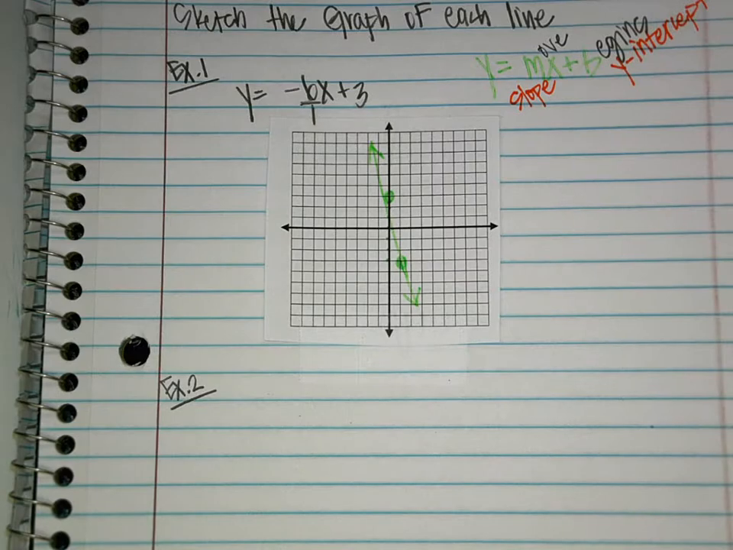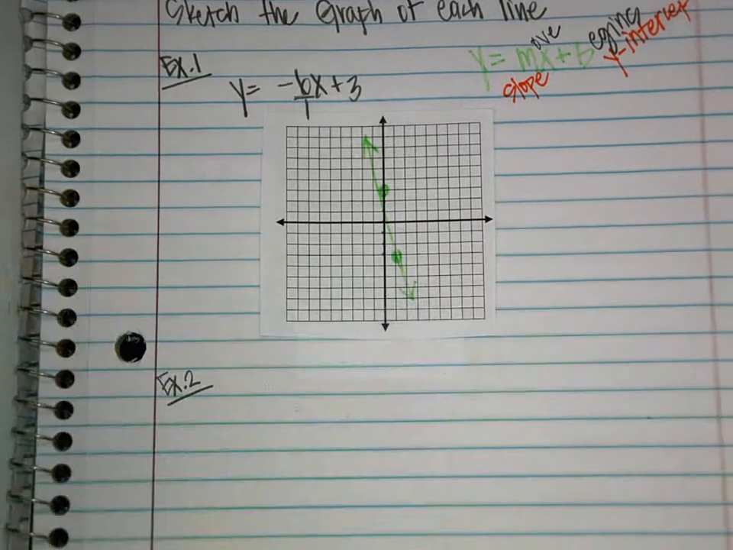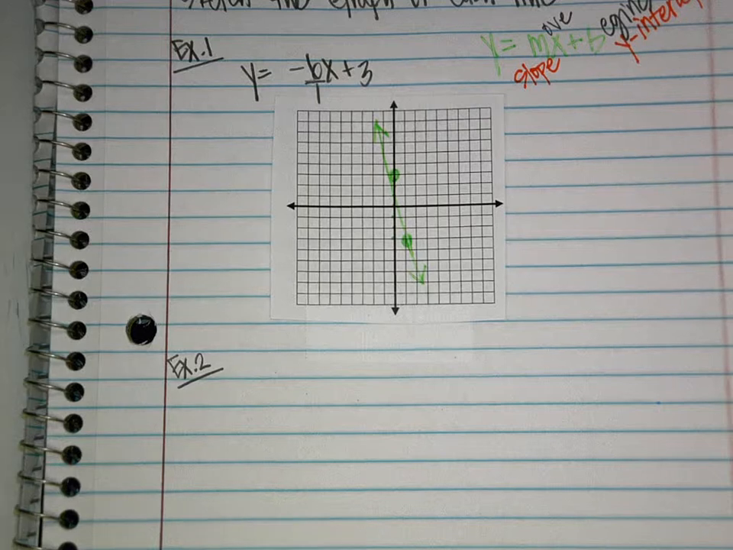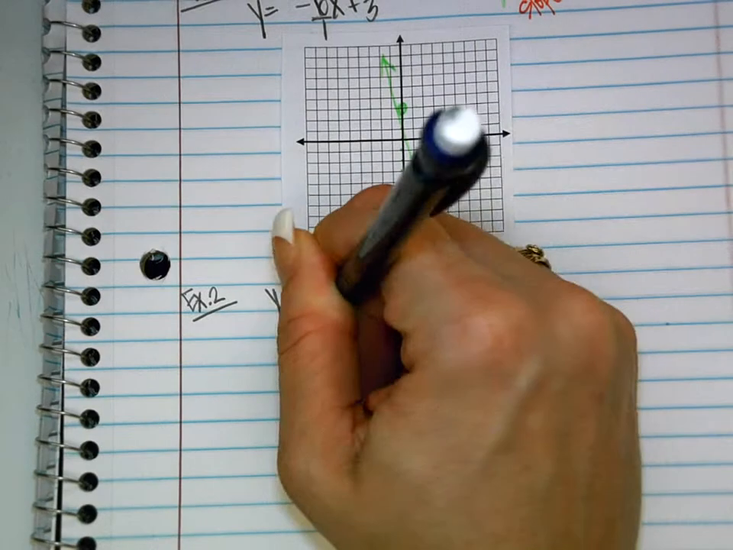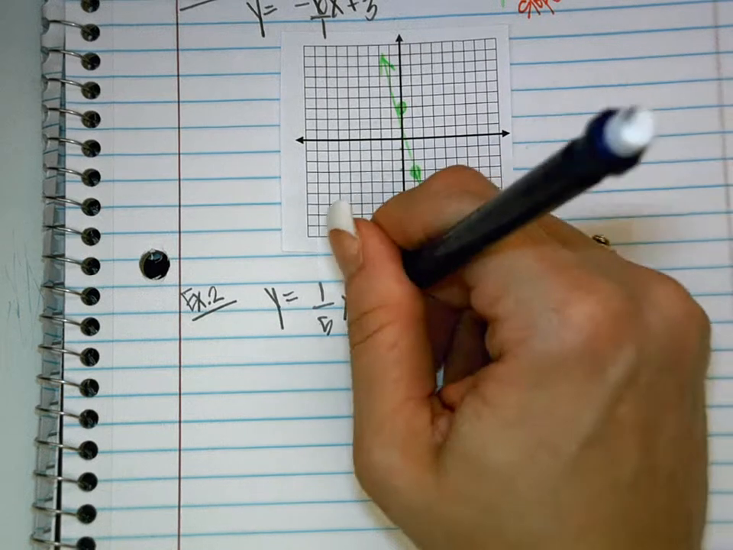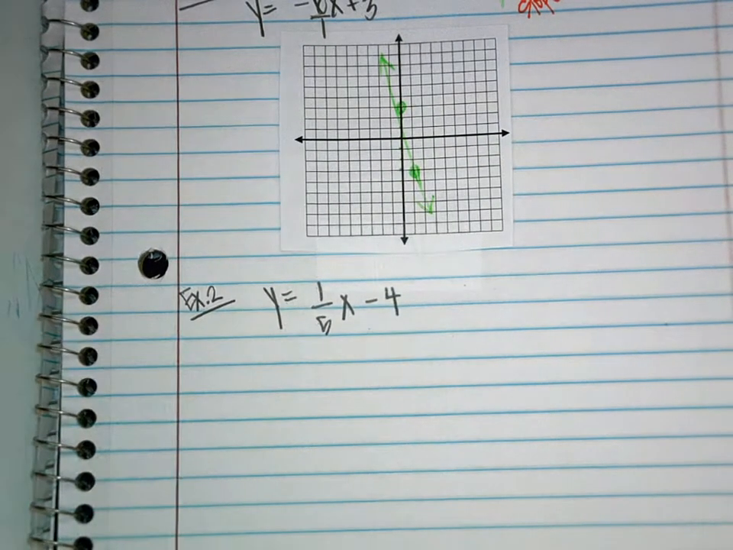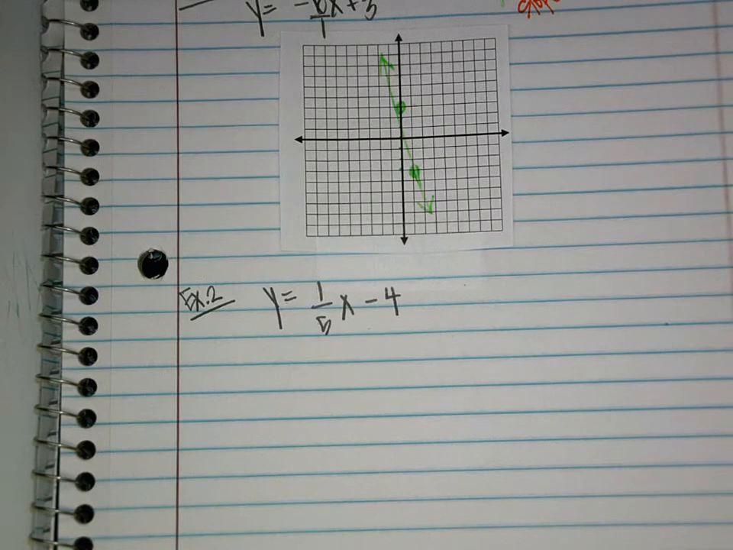If you have a fraction, that's the only other kind you could have. If I give you an equation like y equals 1/5 x minus 4.